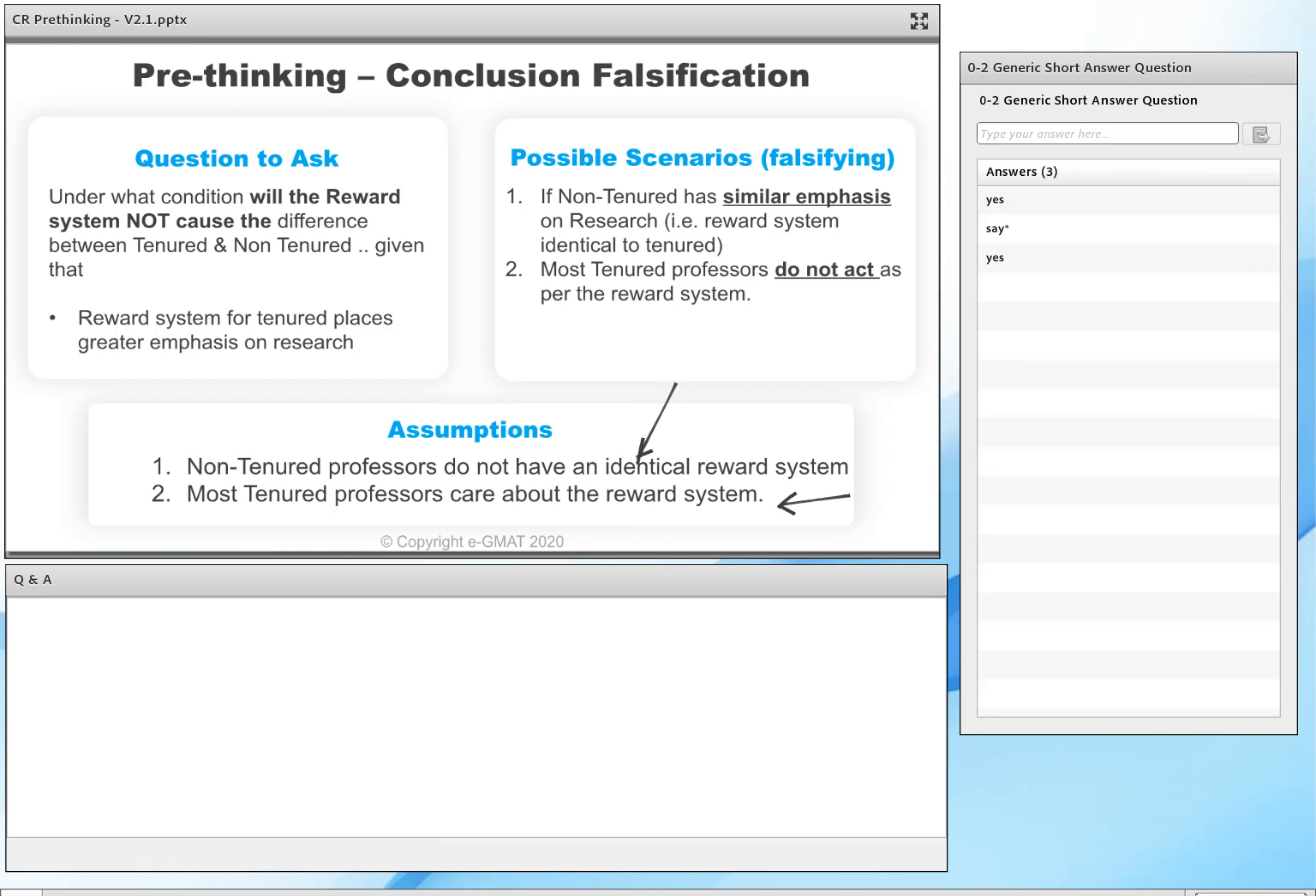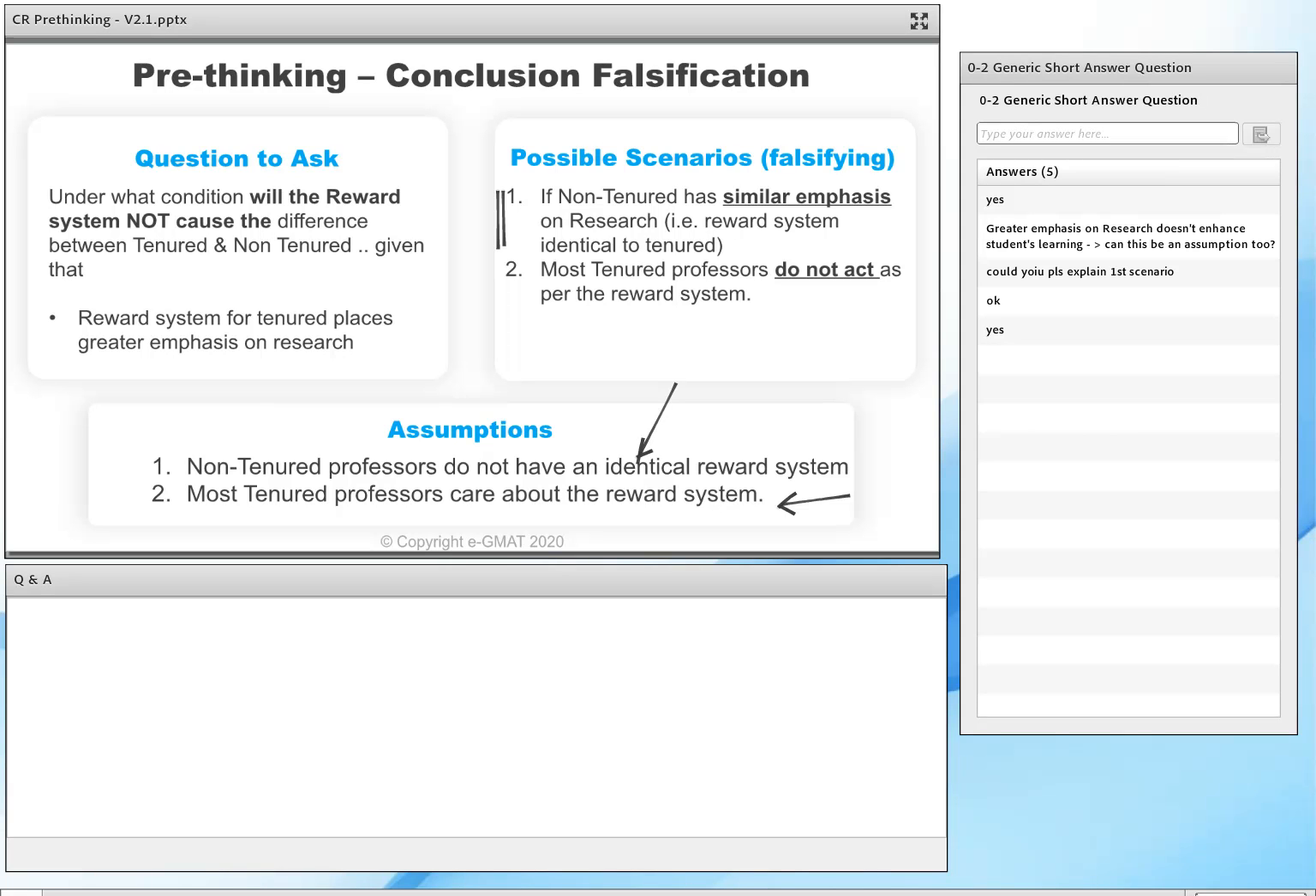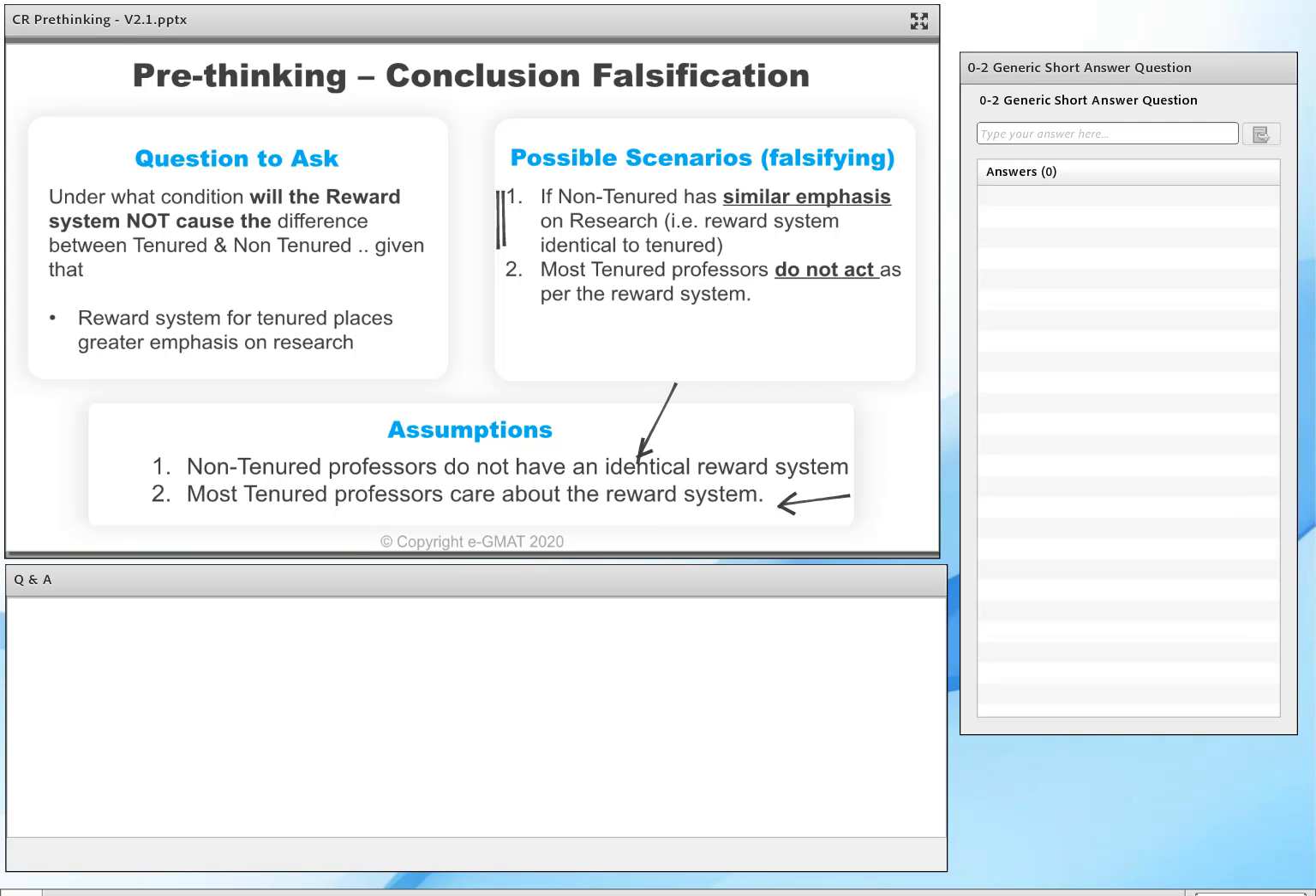The reward system has to be a deciding factor. That's the foundation of the argument. Can I explain this first scenario? If non-tenured faculty, so you're comparing two entities in this argument. What are the two entities that you're comparing? You're comparing tenured faculty and the non-tenured faculty.